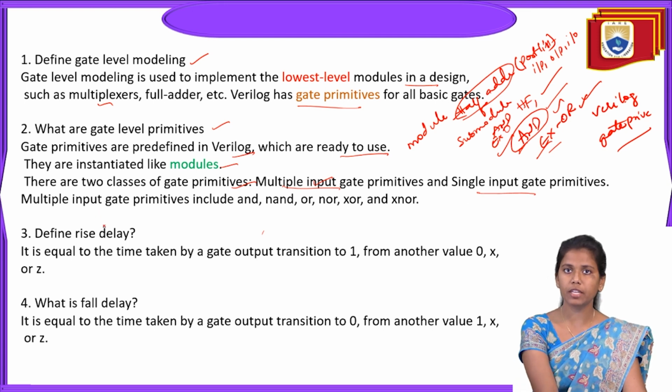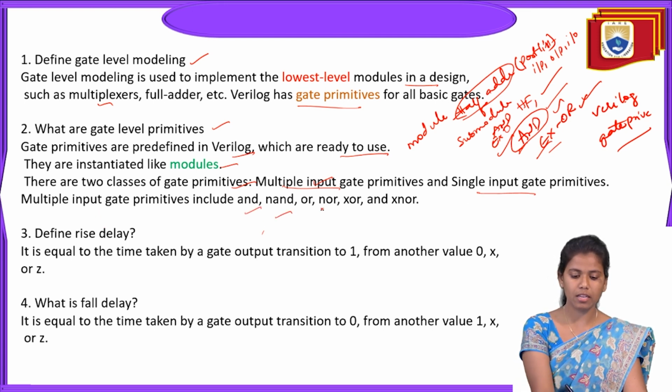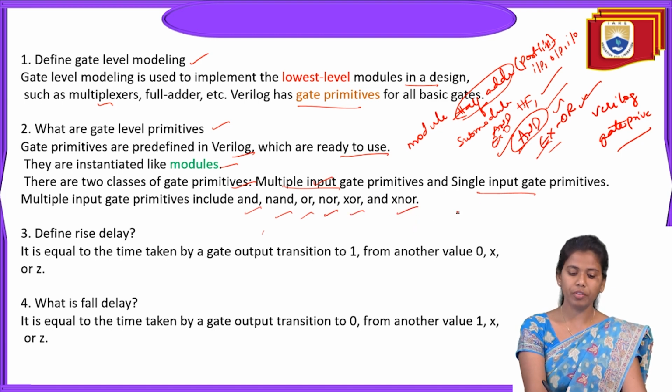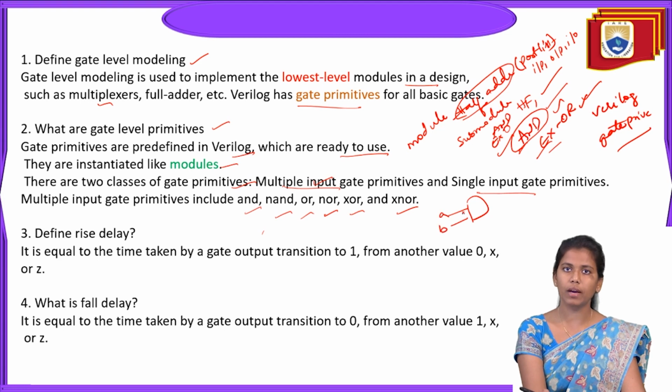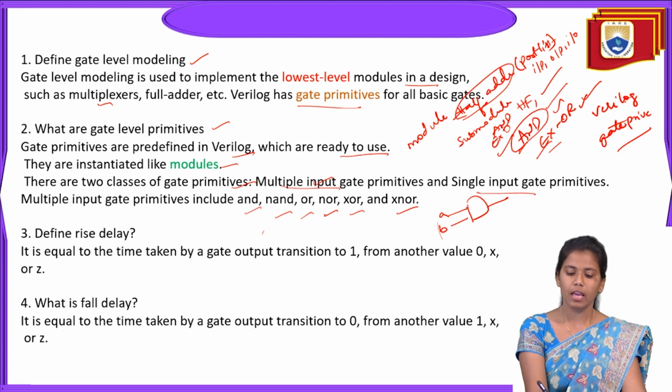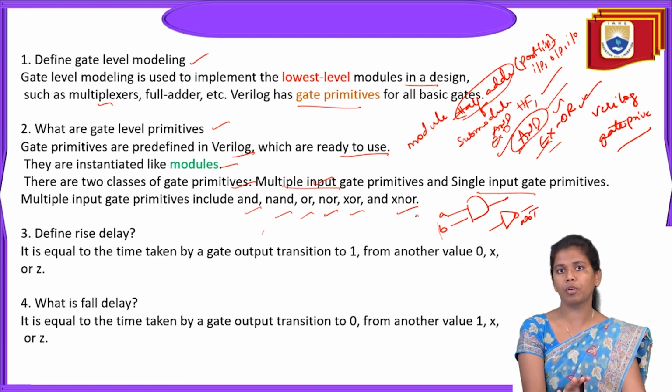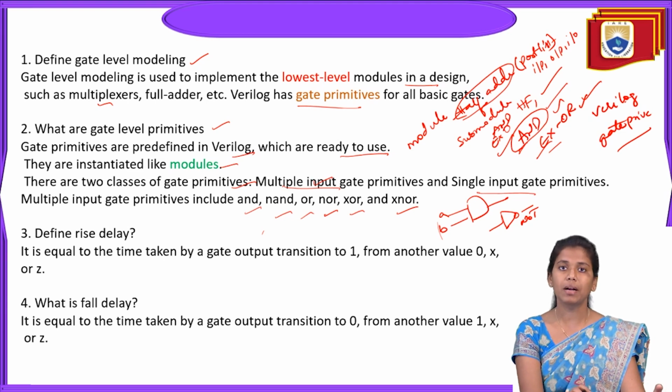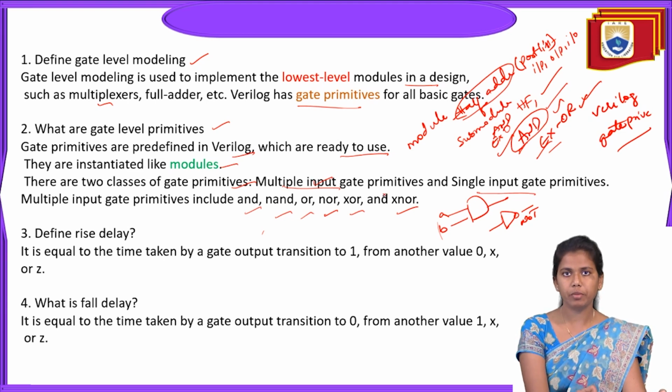So multiple input gate primitives include AND, NAND, OR, NOR, XOR and XNOR. Obviously AND has more than one input, so it is a double input. And when it comes to the NOT gate, it's a single input. The single input gate primitive is the NOT gate, and all the rest of the gates come under multiple input gate primitives.